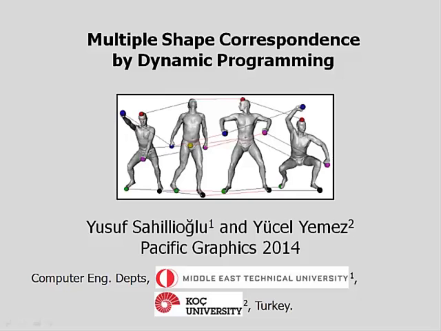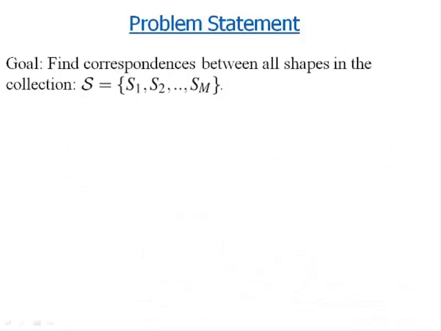Hi, my name is Sahillioglu, and I am coming from Turkey, Computer Engineering Department of Middle East Technical University, to present our work titled Multiple Shape Correspondence by Dynamic Programming. This has been done with my advisor Yemez, who is from another good university in Turkey, Koç University. Our problem is shape correspondence between a collection of shapes. So we have multiple shapes, so we are attacking the multiple shape correspondence problem.